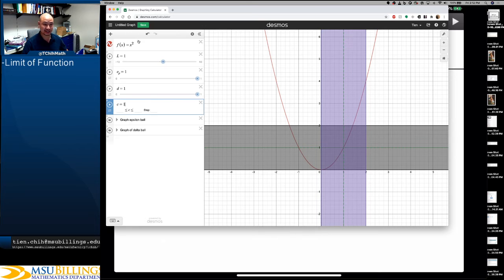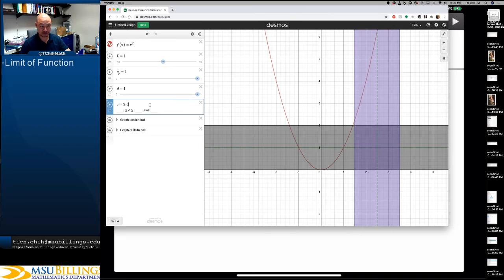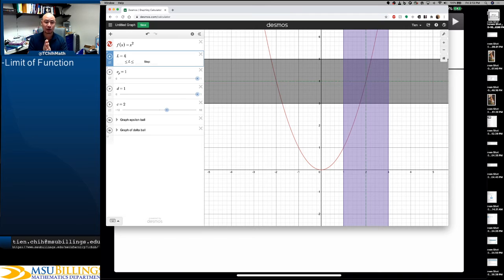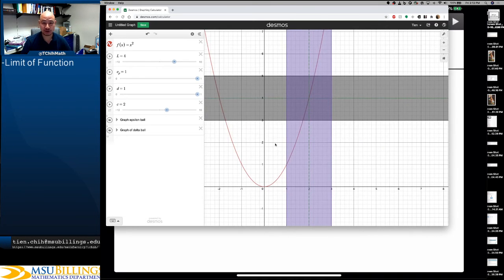My f here, as you can see, is x squared. You know what? Let's do something a little bit different. Let's pick a C of 2. All right. So as x approaches 2, what should my outputs approach? Well, our intuition probably tells us 4, maybe, right? So L will be 4. And look over here, my epsilon is 1 and my delta is set to 1 as default. So if I drag over here, here's my epsilon of 1.